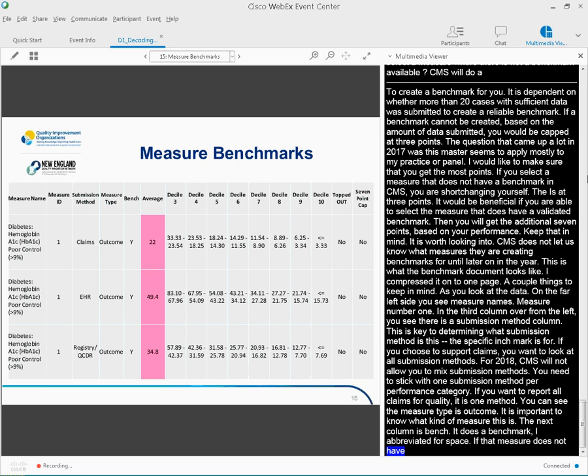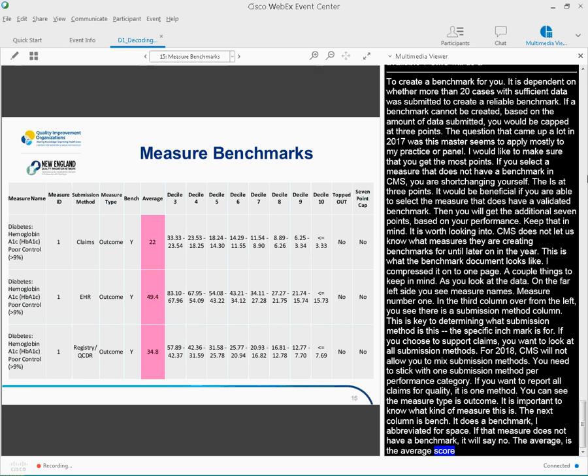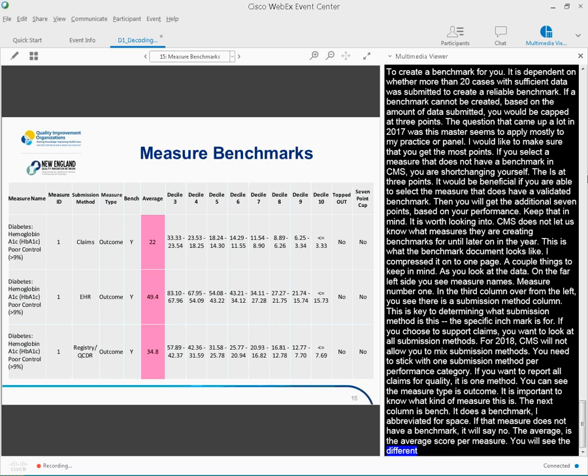The average is the average score earned per measure. Then you'll see all the different deciles. So the lowest number of points you would earn would be 3, even if your performance is below decile 3's performance threshold there. Goes up to decile 10.